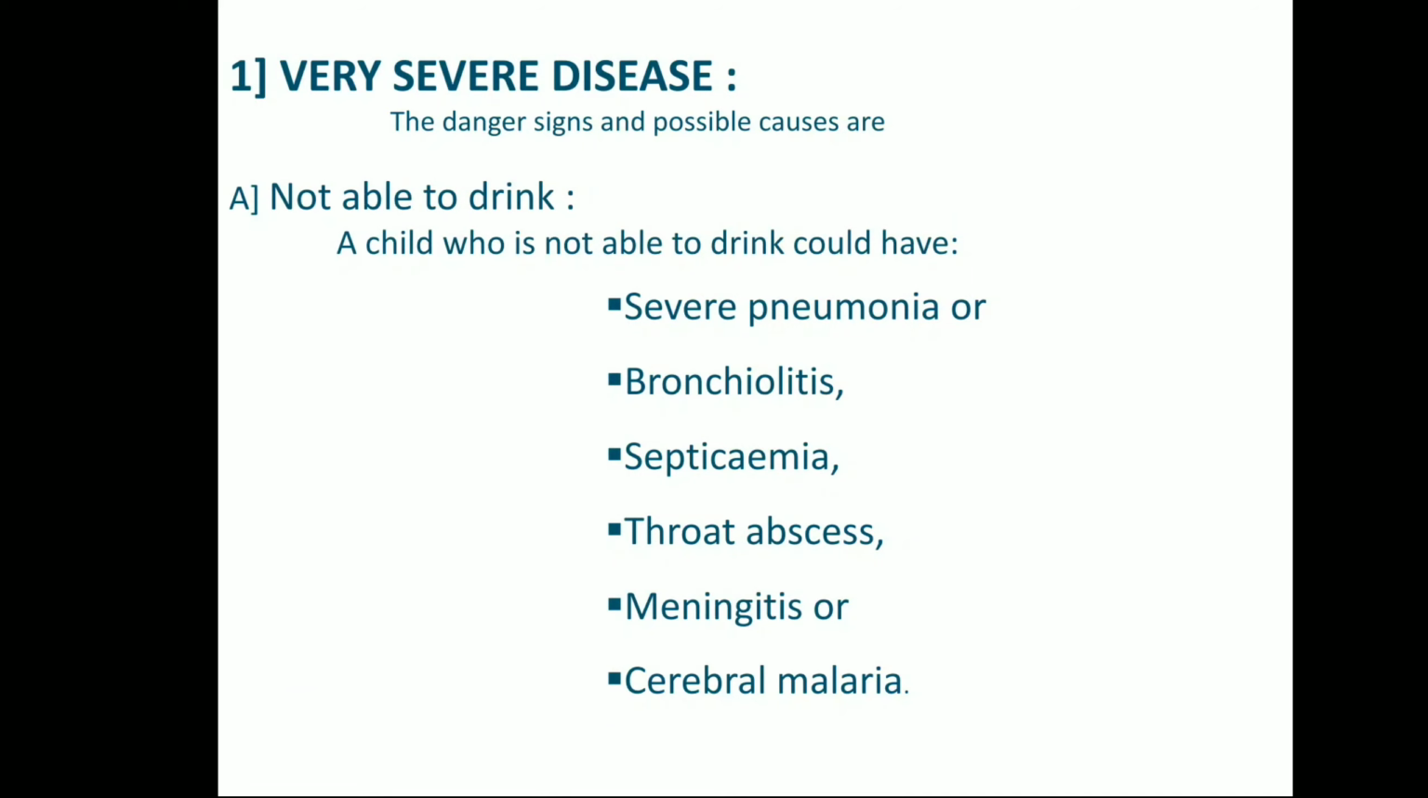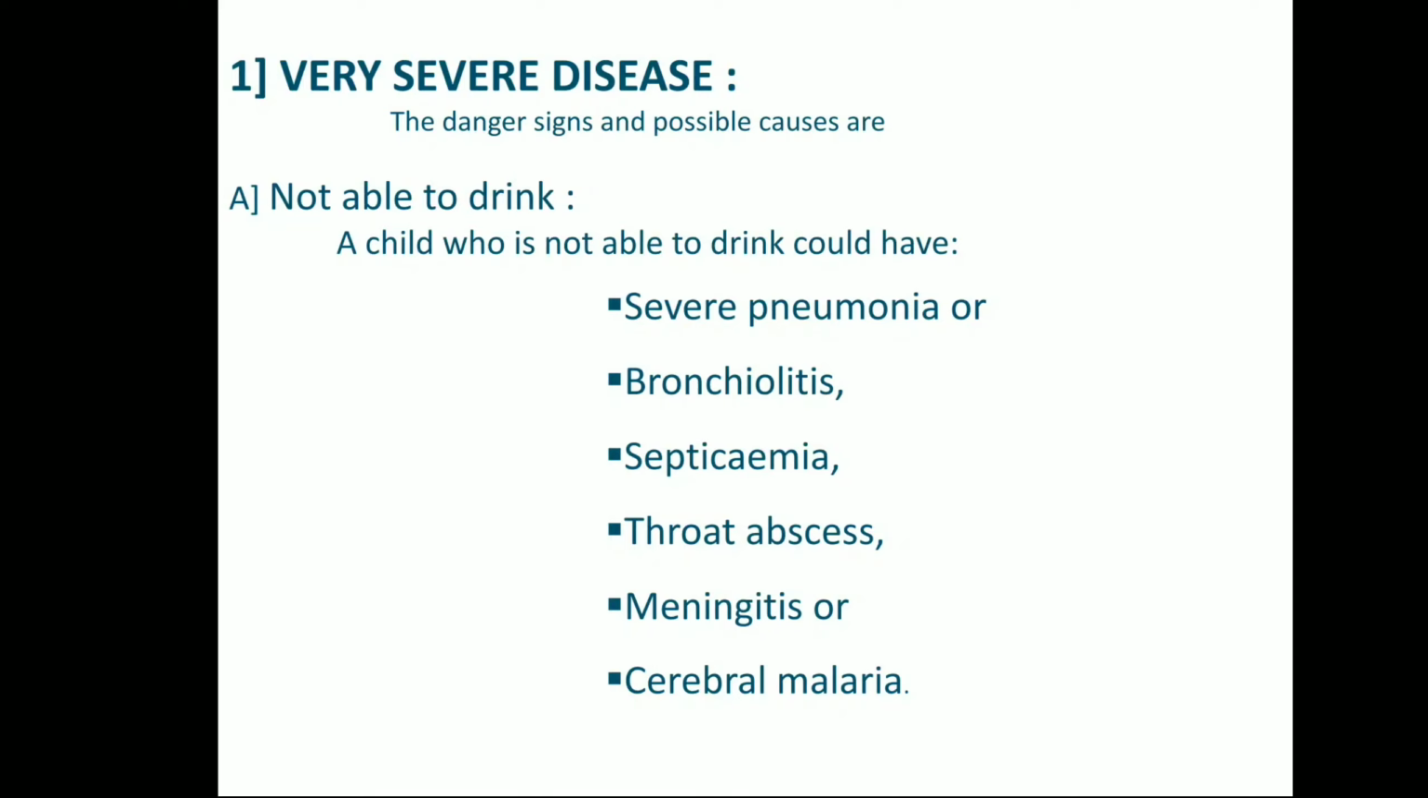So the child may exhibit these types of symptoms. The child may not be able to drink, the child may have convulsions, abnormally sleepy or difficulty to wake, stridor in calm child, and severe malnutrition. You can say the child is having very severe disease when you are having these types of symptoms.